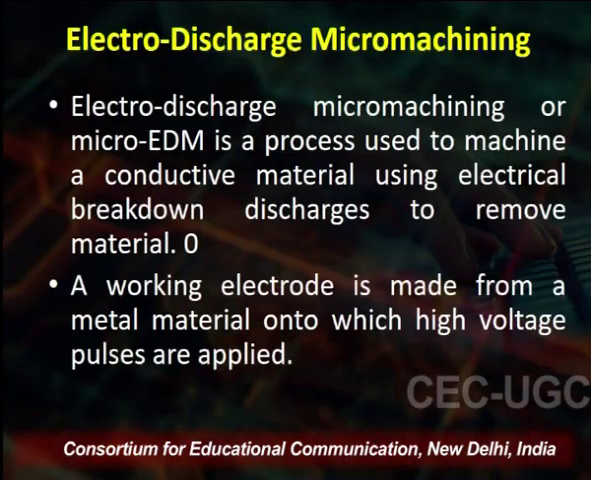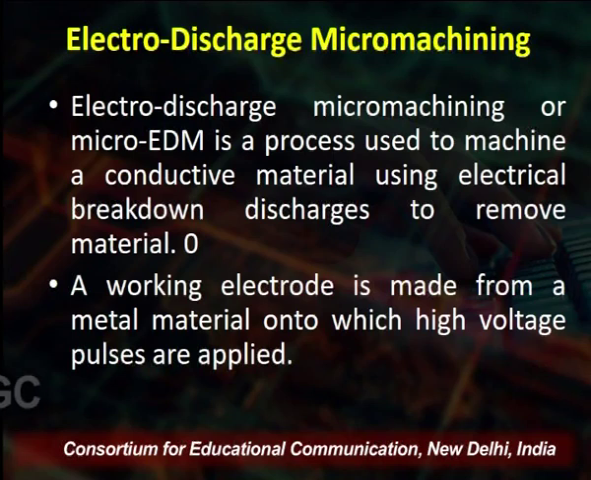Another method is electro discharge micromachining. This electro discharge micromachining, or micro EDM, is an EDM process. Why is it EDM? Because of electro discharge micromachining, and this process is used to machine a conductive material using electrical breakdown discharge to remove the material. So, the working electrode is made from a metal material onto which high voltage pulses are applied.